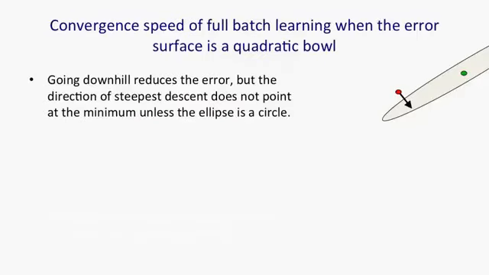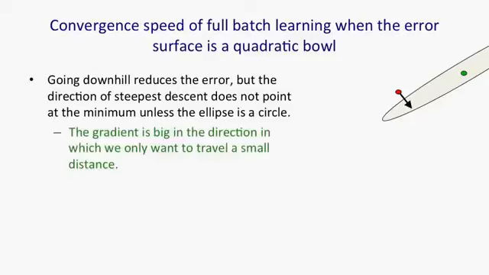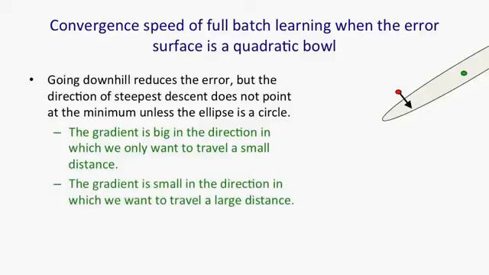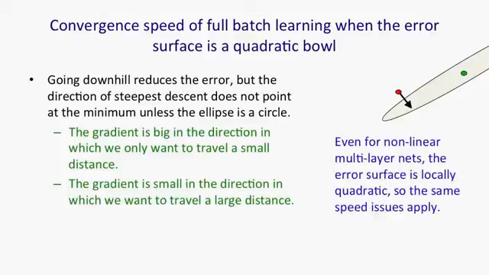If we look at the convergence speed when we do full batch learning, when the error surface is a quadratic bowl, the obvious thing to do is go downhill. This will reduce the error. But the problem is that the direction of steepest descent does not point to the place we want to go to. As you see in the ellipse, the direction of steepest descent is almost at right angles to the direction we want to go in. We've got a gradient that's very big across the ellipse, which is a direction in which we only want to travel a small distance, and the gradient's very small along the ellipse, and that's a direction in which we want to travel a large distance. It's precisely the wrong way round.